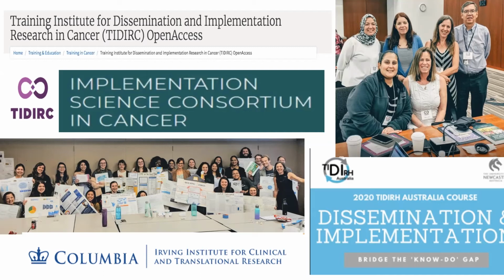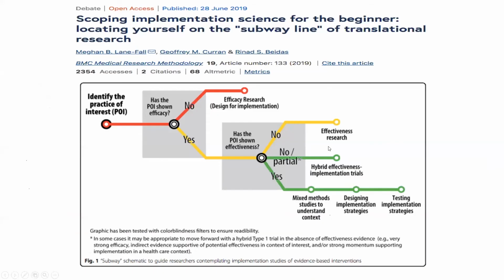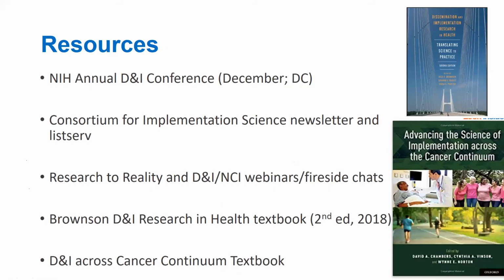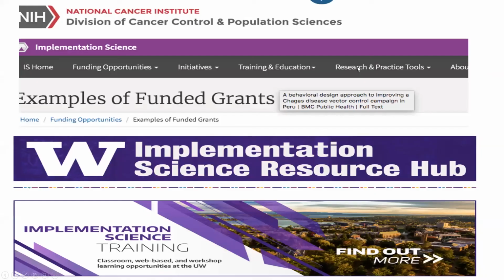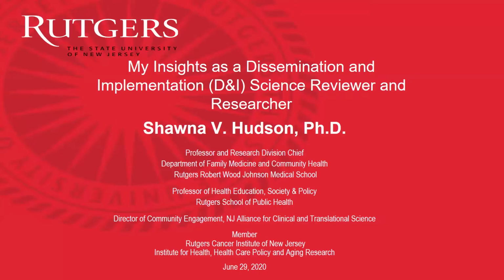So again, this is a lot of information. I've put a lot of resources. Here are some that Gila mentioned, and there are some amazing resources. I highly recommend University of Washington's Implementation Science resource. It really pulls together a lot of the key trainings, a lot of the grant opportunities, and training opportunities you'll have in career development as well. So thank you. I'm going to hand it over to Shawna.